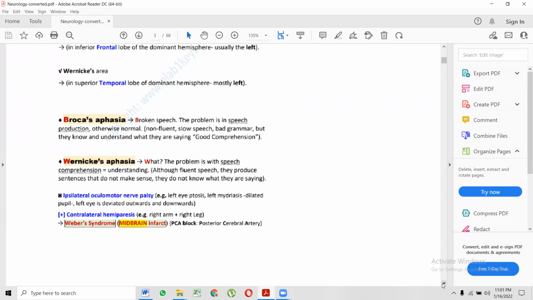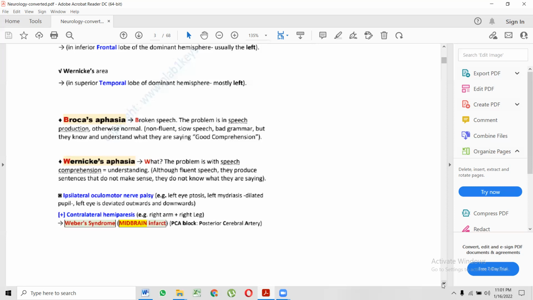What are the other features of cerebral stroke? Remember that the motor control of the body, all the skeletal muscles in the body, are controlled by the area which is present in the frontal lobe of the cerebral cortex, in the precentral gyrus. The motor area of the body is located there.